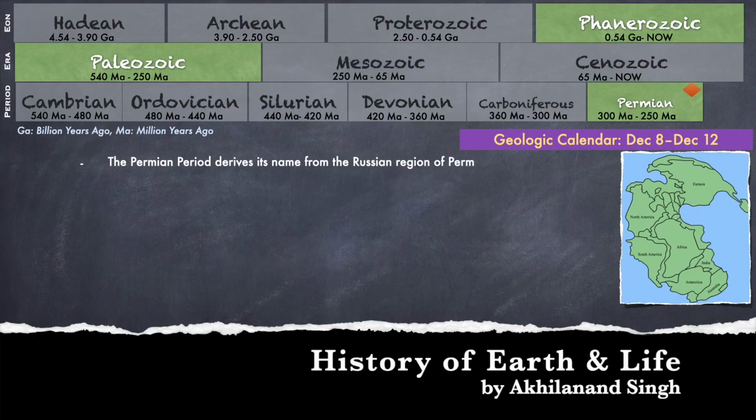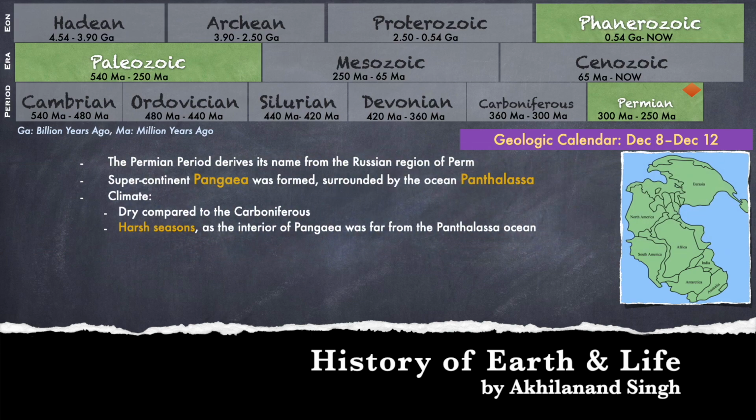Now we come to the last period of the Paleozoic era, whose name is Permian. This name is derived from the Russian region of Perm. The time span of the Permian period is 300 million years to 250 million years ago. In the geologic calendar, it is shown as the time between December 8th to December 12th.